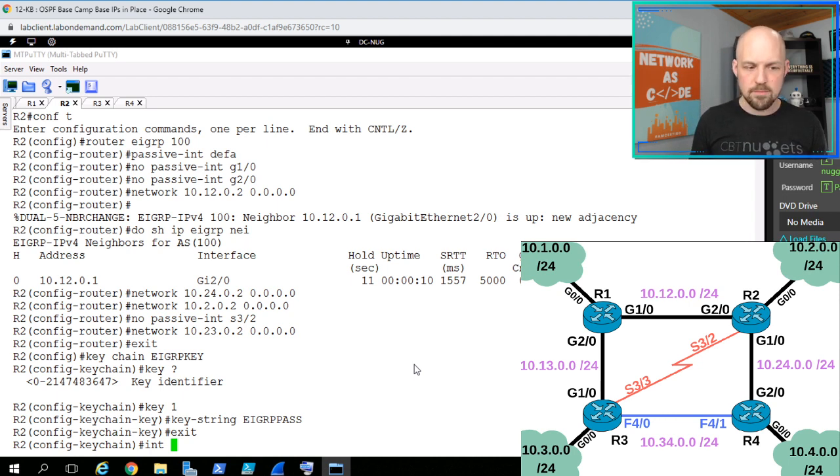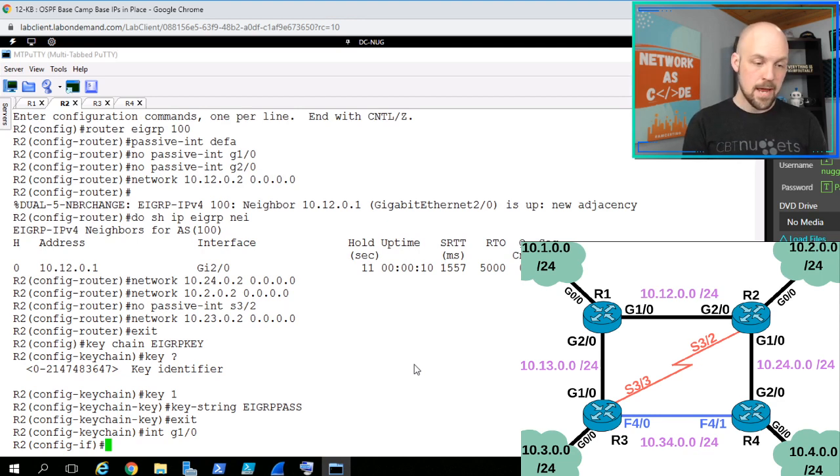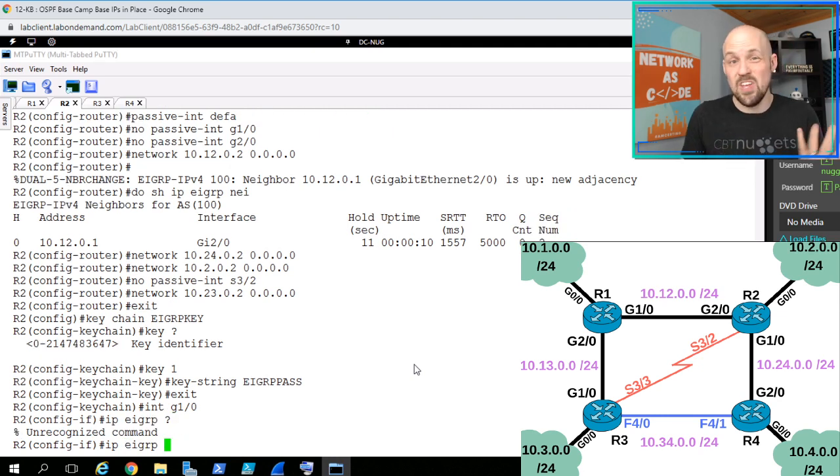So a lot of times, there's a lot of configuration on interfaces, and what I want to show you here, let's get onto GIG. Let's do an EIGRP authentication between routers 2 and 4. So that would be gig 1.0. And this is interesting. Watch. You'd think the command for anything EIGRP would be IP EIGRP. Like, remember IP OSPF was on the interface command for enabling OSPF on an interface? So you'd think IP EIGRP, except there is no IP EIGRP command.